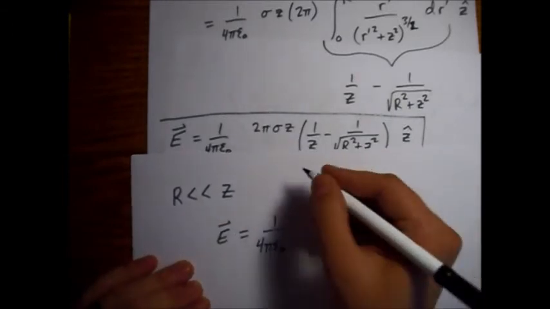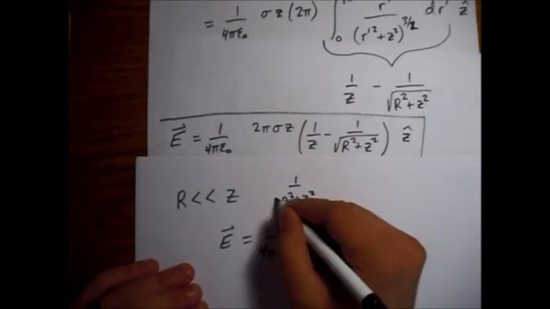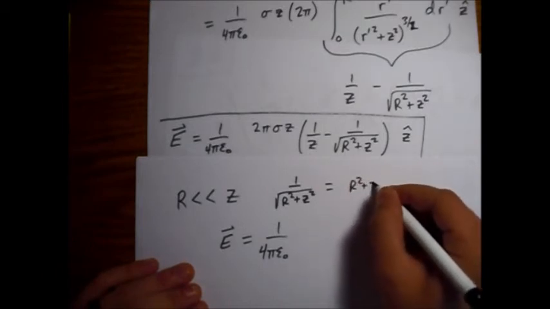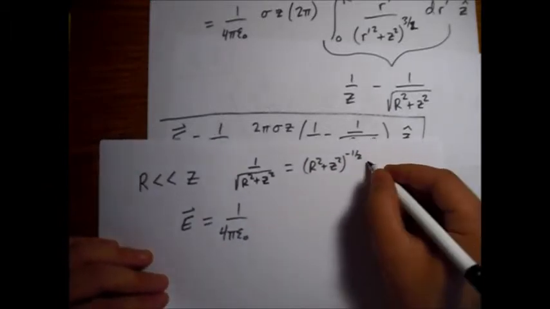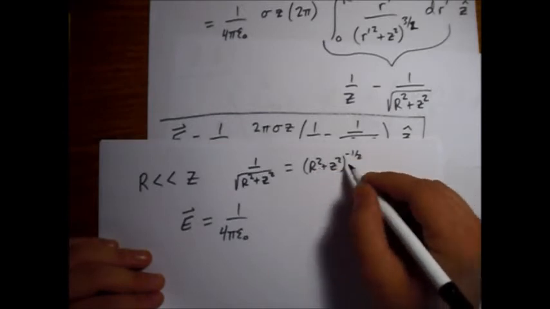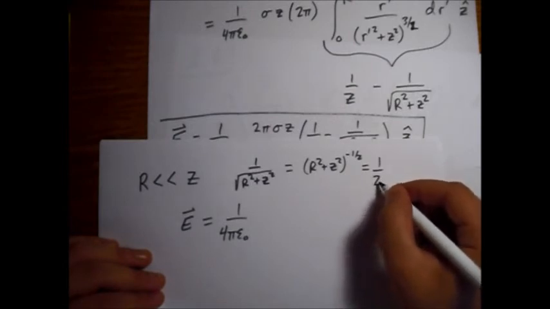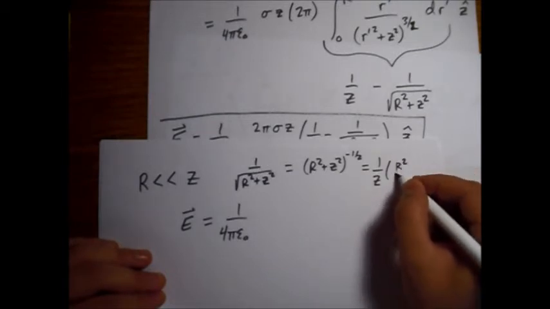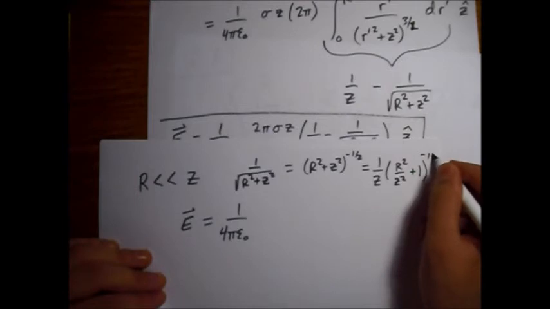We'll come back to this part in a second. So we've got 1 over the square root of r squared plus z squared, which is equal to r squared plus z squared to the minus 1/2. If we factor out z squared to the minus 1/2, that gives us a 1 over z up front, and then we have just an r squared over z squared plus 1 to the minus 1/2.